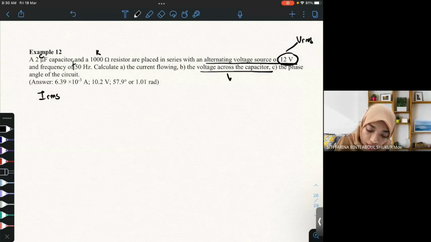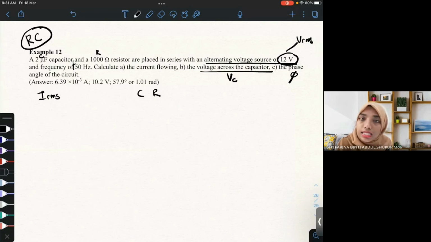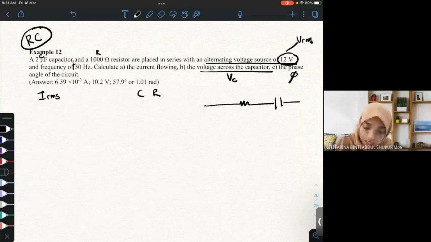Maksudnya dia nak VRMS across capacitor sahaja, which is VC kita. Okay, dia nak VC kita. And then dia minta the phase angle dekat sini, iaitu θ kita. Right? Okay. So, apa yang kita ada dalam soalan adalah nilai C dan juga R. Based on the value given here, kita boleh deduce that the circuit yang kita ada dekat sini adalah RC circuit. So, you identify dululah kita akan ada R dan juga capacitor in the circuit.